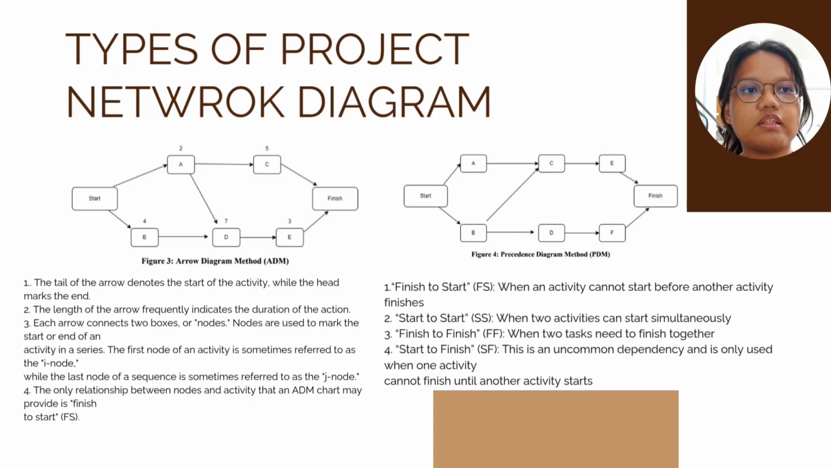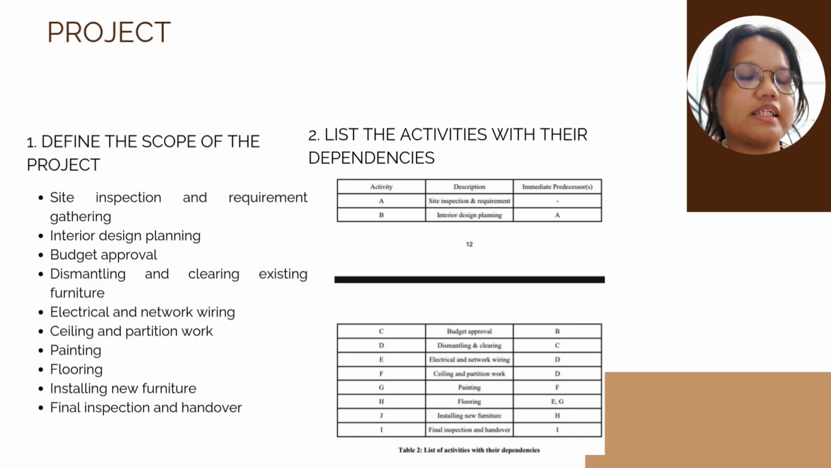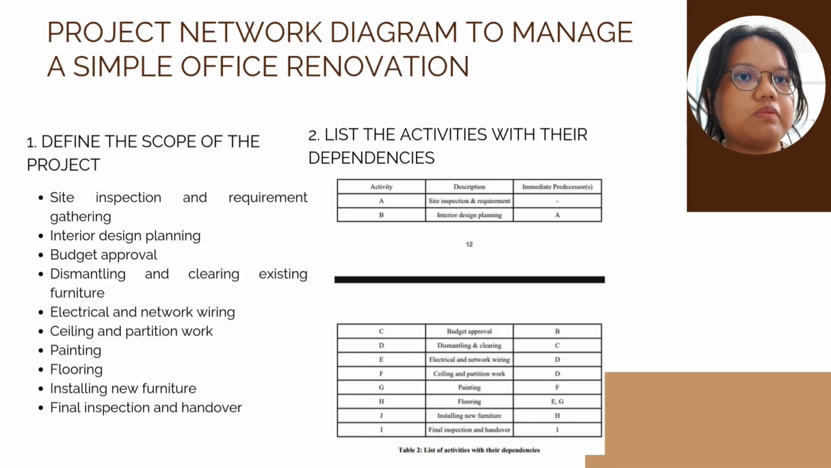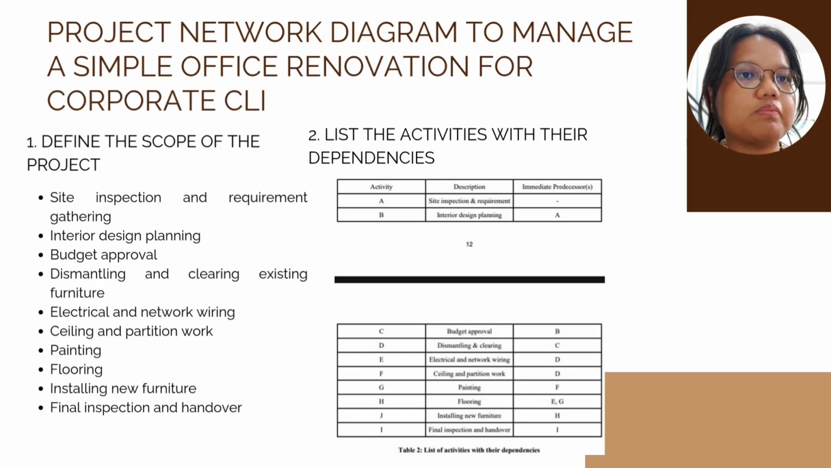In this slide, I will talk about the project network diagram to manage a simple office renovation for a corporate client. The first thing we need to do is to define the scope of the project, which are site inspection and requirement gathering, interior design planning, budget approval, dismantling and clearing existing furniture, electrical and network wiring, ceiling and partition work, painting, flooring, installing new furniture, and lastly we will do final inspection and handover.